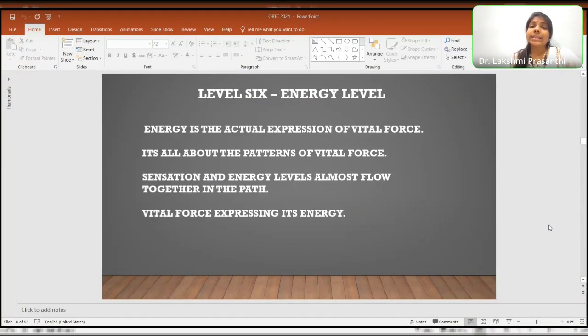Level 6 deals with energy. So energy is basically the actual expression of vital force. It is about the pattern of vital force, the other song which we are seeing, the other pattern of the whole vital force. And mostly the sensation and the energy almost flow together. Vital force basically expresses its energy. Okay.